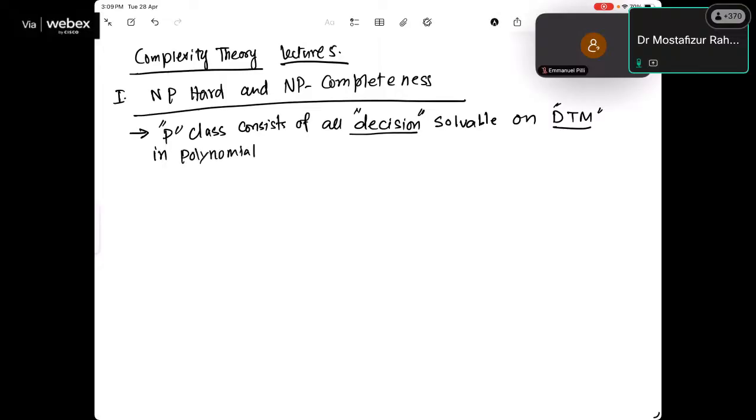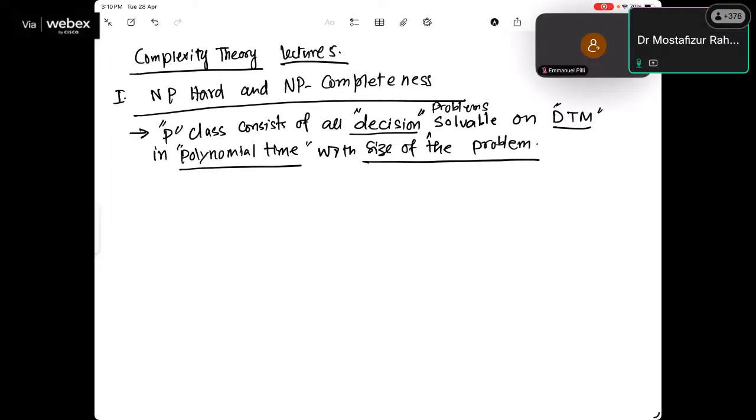In the first class, we learned about the notion of time complexity and space complexity, as well as polynomial time complexity. I have given a lot of examples in this category. So the P class consists of all decision problems which are solvable on a deterministic Turing machine in polynomial time. And when I say polynomial time, that means polynomial time in the size of the problem. I have defined what we mean by size of the problem.